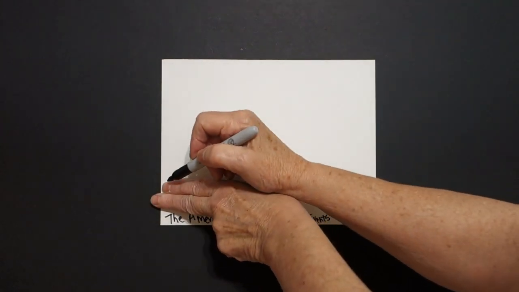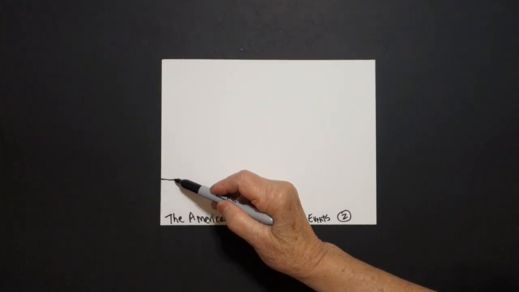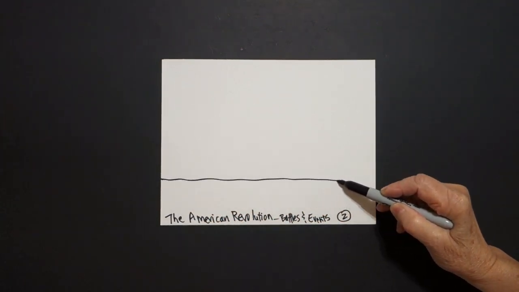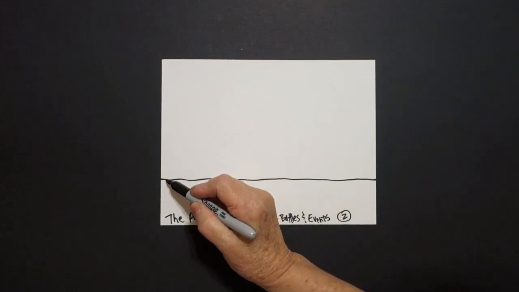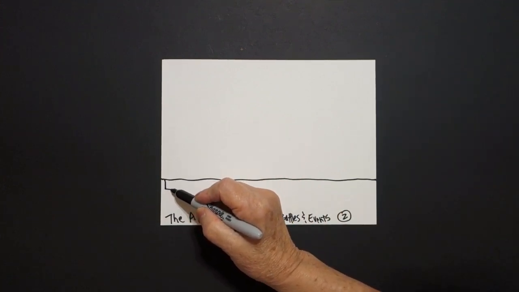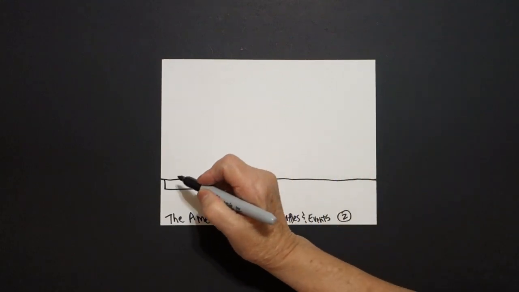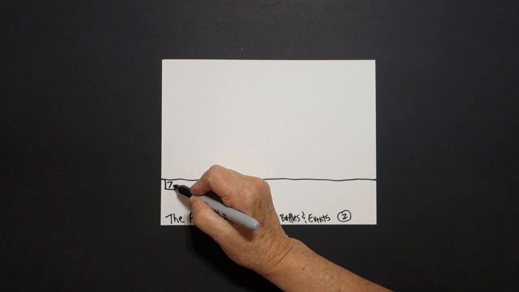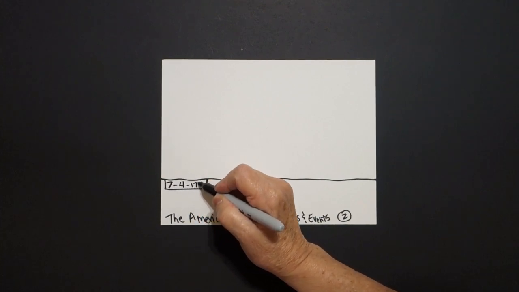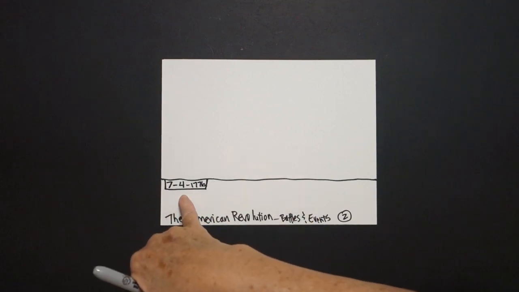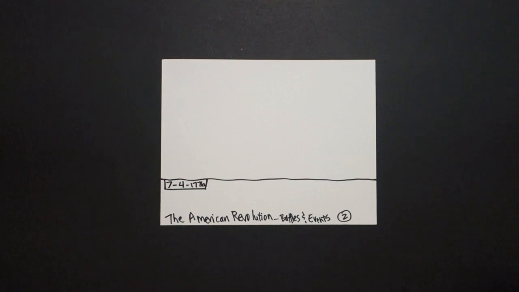I'm going to take two fingers over here on the left and put a dot. And from that dot, I'm going to draw a slightly wavy line all the way over to the right. Come back to the left. Straight line, straight line, straight line, up, connect. And the date here is very important. It's 7/4/1776. Or for those of us, it's the 4th of July, 1776.